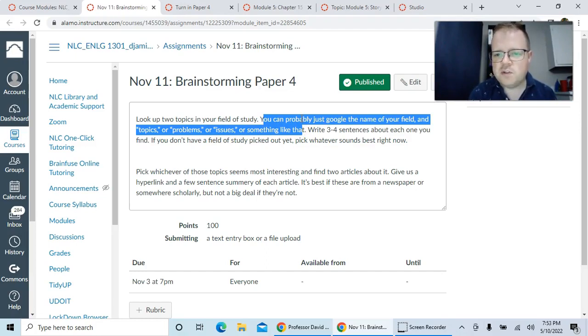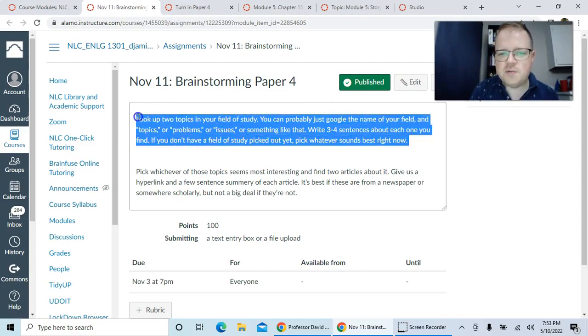So write 3 to 4 sentences about each one in your own words, and if you don't have a field of study, just pick whatever you think sounds most interesting right now. Or whatever you'd really want to go into if you could. If it's something that seems like a pipe dream and it doesn't seem like something that's really practical, maybe you'll find out that it's more practical than you think.